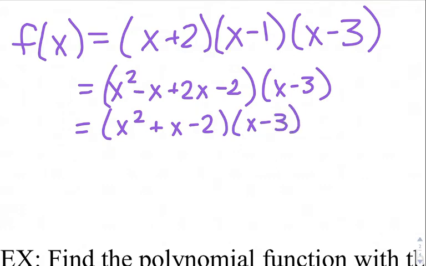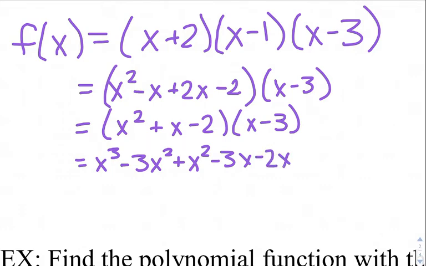So then I have to distribute again. So x squared times x is x cubed. x squared times negative 3 is negative 3x squared. x times x is x squared. x times negative 3 is negative 3x. Negative 2 times x is negative 2x. And then negative 2 times negative 3 is 6.